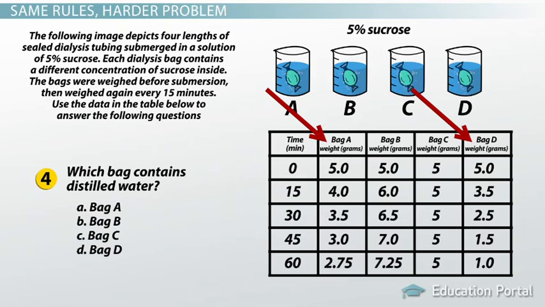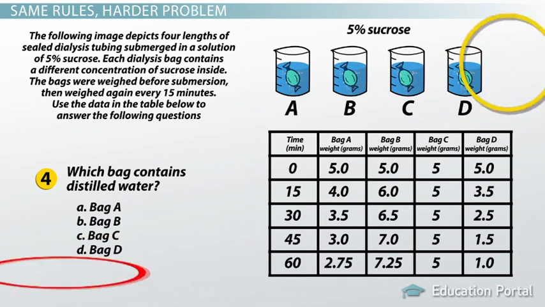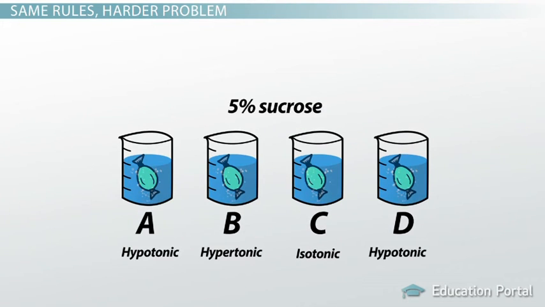Notice that bag D loses water more quickly than bag A. Bag D experiences a higher rate of diffusion, which would be caused by a greater difference in concentrations. So while both bags are hypotonic, bag D is more hypotonic than A. And you can't get any more hypotonic than pure water. So my guess is that bag A contains something like 1% sucrose, and bag D is the one with distilled water. The last question requires us to know about scientific experiments.